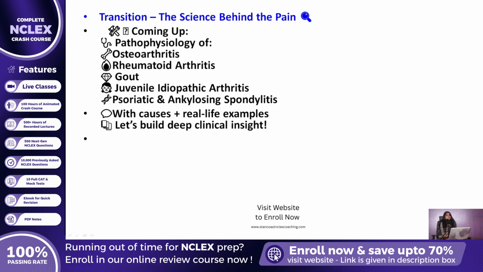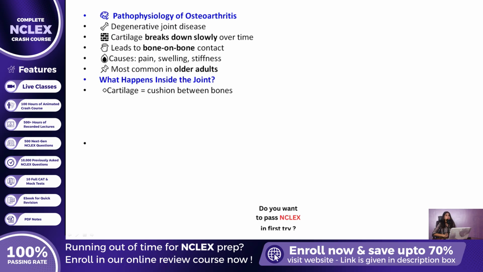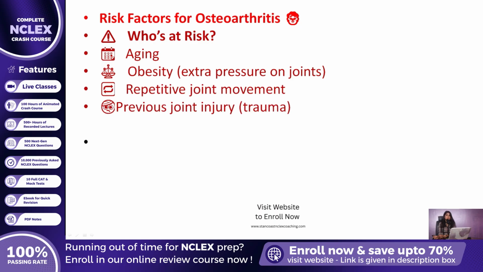Let us kick things off with the first and most common type, osteoarthritis. This is the one you are most likely to encounter in older adults. And trust me, once you understand what is happening inside the joint, it makes perfect sense. Osteoarthritis is a degenerative joint disease, and it is exactly what it sounds like, a slow breakdown of the joint over time. Cartilage, which normally acts like a shock absorber between bones, gradually wears away. This leads to bone-on-bone contact, which causes pain, swelling, reduced flexibility, and even the development of bone spurs. Osteoarthritis usually develops due to aging, obesity, repeated joint stress, or previous joint injuries.